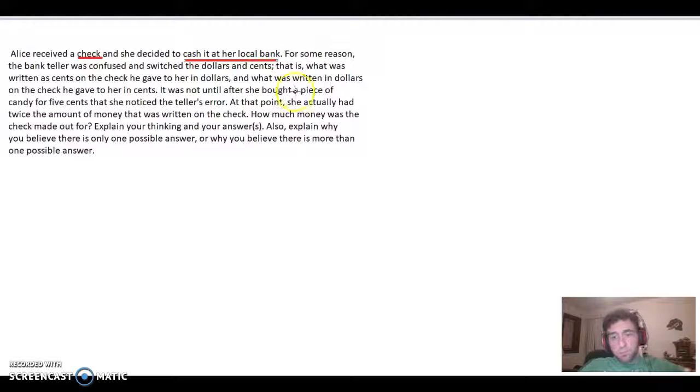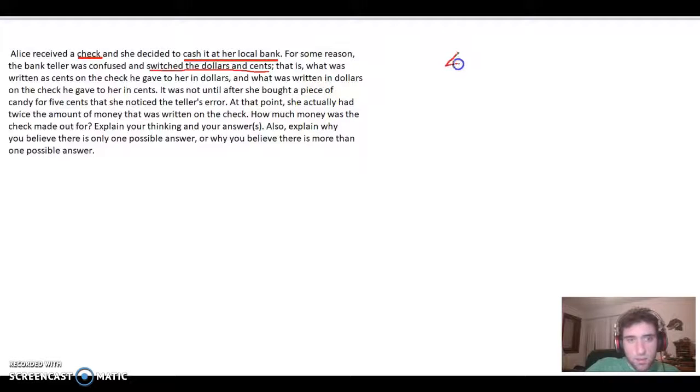Okay, let's keep reading. For some reason, the bank teller was confused and switched the dollars and the cents. Okay, so we've got switched the dollars and the cents. I'm not exactly sure what they mean. I have an idea, but let's keep reading. Maybe they clarify. That is, what was written as cents on the check he gave to her in dollars, and what was written in dollars on the check he gave to her in cents. Okay, so I need an example, and maybe a little picture to make sense of this.